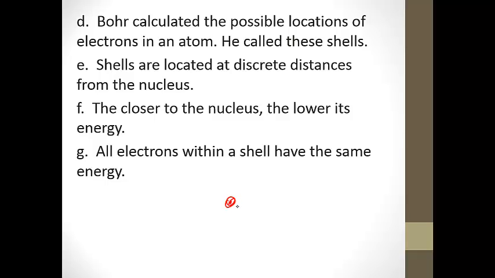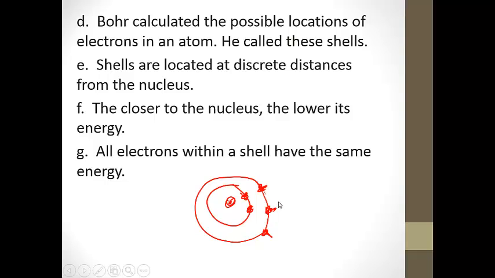So if here's our nucleus, we have our first shell, our second shell, and he had electrons on these shells. If you're in the same shell, like these three electrons right here, they have the same amount of energy because they're in the same shell. Now they can have a different amount of energy than these two because the shells are different distances from the nucleus. But if you're within the same shell, you have the same energy as all the other electrons in that same shell.